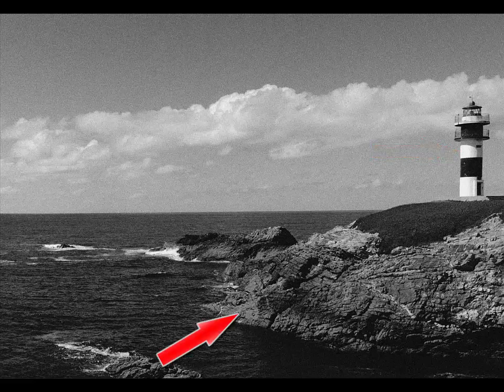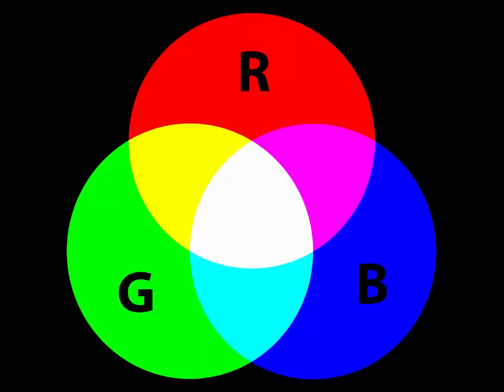Intermediate shades of gray are represented by equal brightness levels of the three primary colors, red, green, and blue, for transmitted light, or equal amounts of the three primary pigments, cyan, magenta, and yellow, for reflected light.